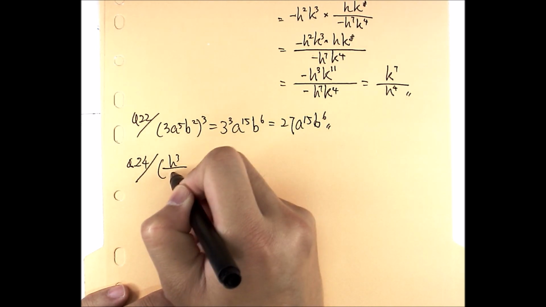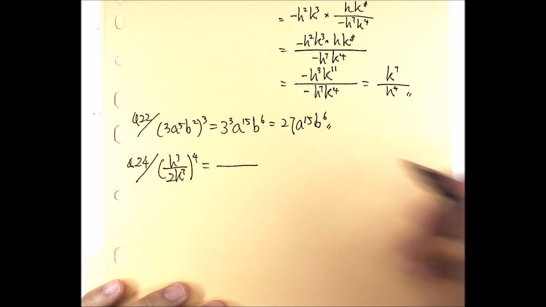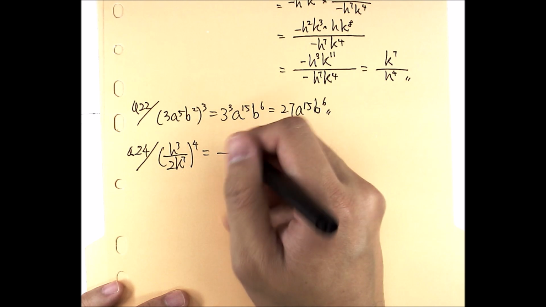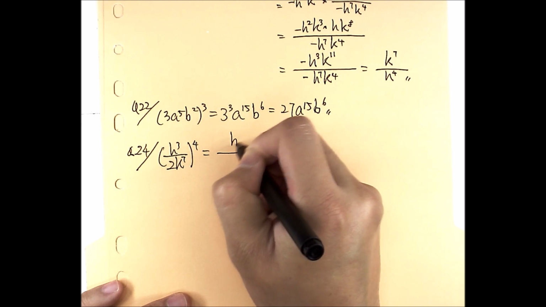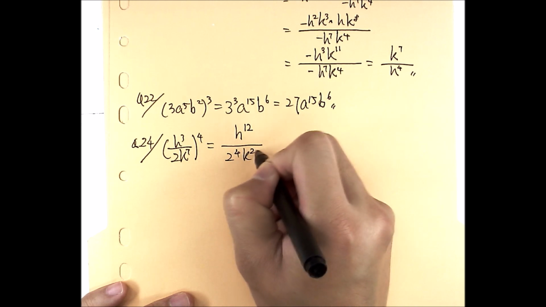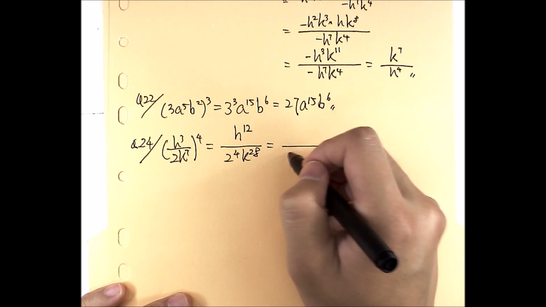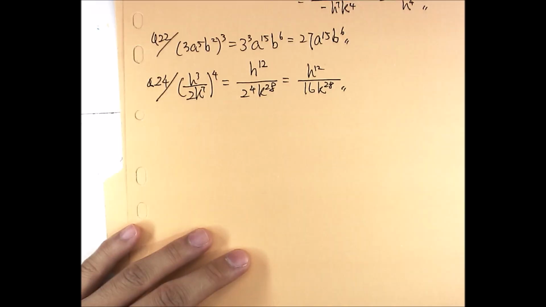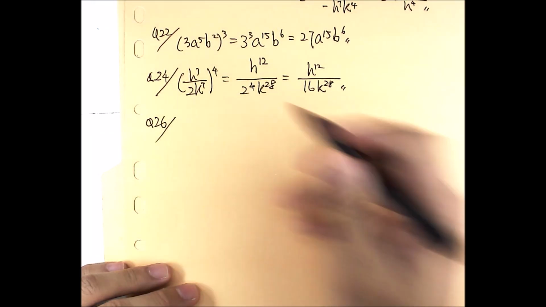h to the power 3 divided by 2k to the power 7, all to the power 4. So all the things inside the bracket are doing multiplication or division, so you can just distribute the 4 into the powers. So 3 times 4 is 12, okay? 2 to the power 4, k to the power 28. So 2 to the power 4 is a very small number, which is 16. Right? So keep going. It is actually not difficult.